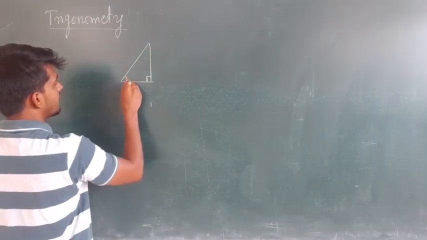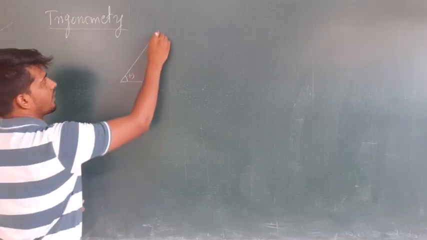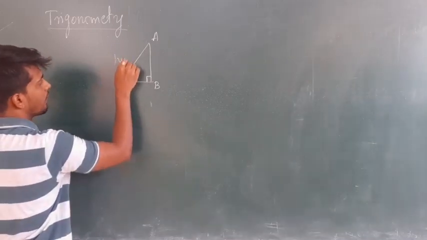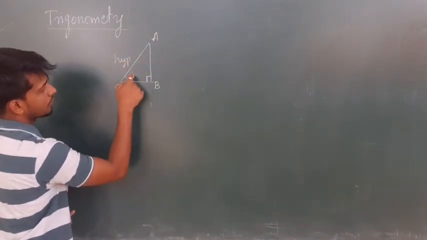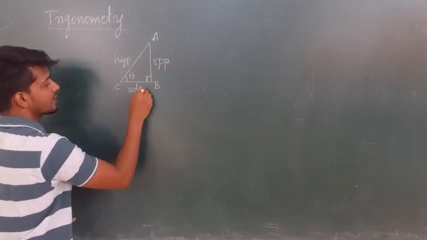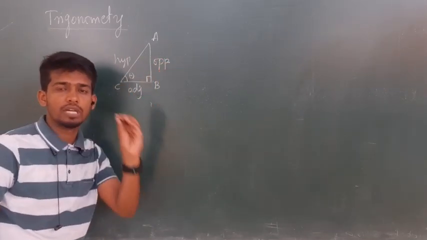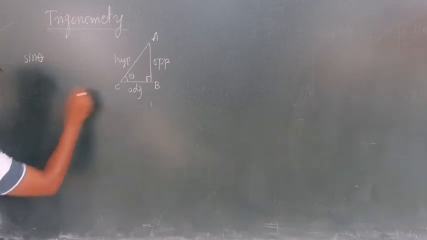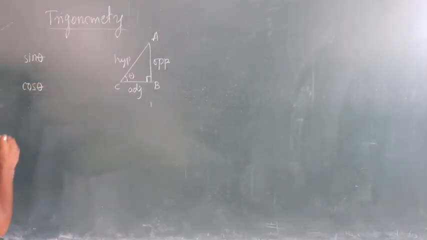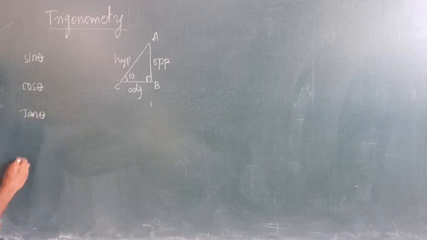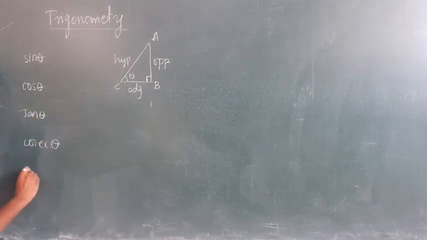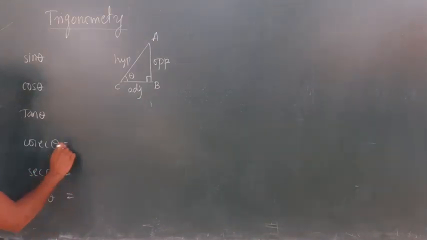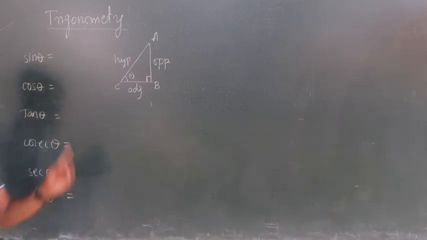This is 90 degree. Say that this angle is theta. Let us take this triangle to be ABC. The side which is opposite to 90 degree is the hypotenuse. The side which is opposite to theta is the opposite side, and this one is the adjacent. Depending upon this triangle, we are going to define 6 ratios which are sine of this angle theta, cos theta, tan theta, cosec theta, sec theta, and finally cot theta. These are the 6 trigonometric ratios that we come across.